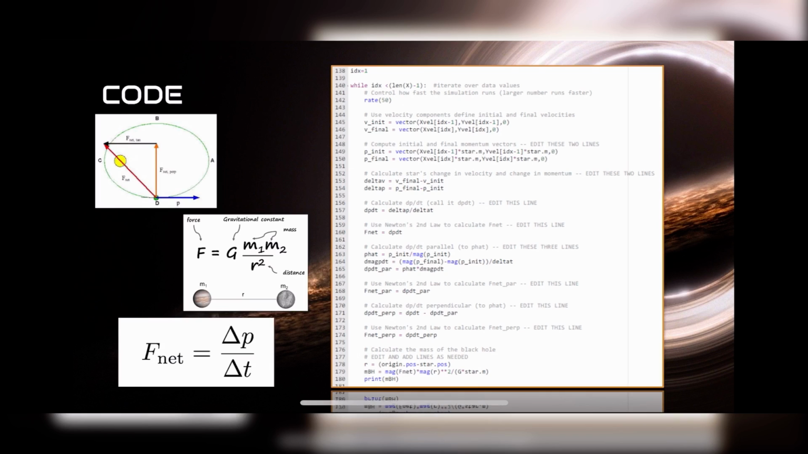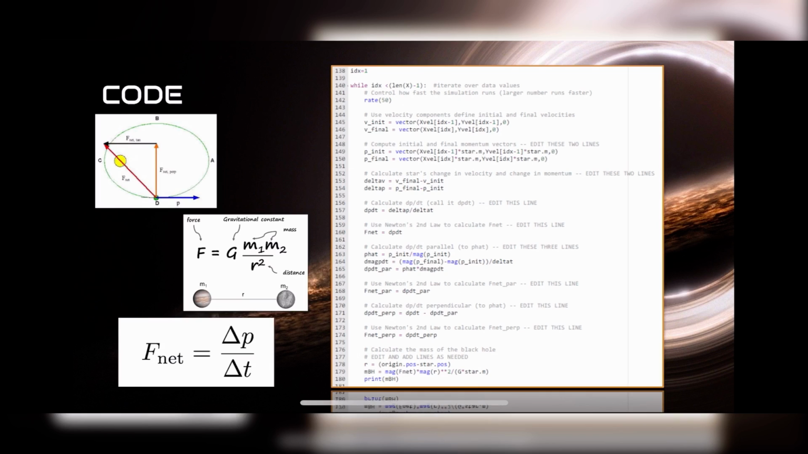We have our P hat, our momentum direction, which is P initial over the magnitude of P initial. We have our d mag P dt, which is the magnitude of P final minus P initial over delta T. Our dP/dt in the parallel position equals P hat times d mag P dt. We have our F net in the parallel position equal to that. Then we go into our perpendicular, which would be the dP/dt minus the parallel.